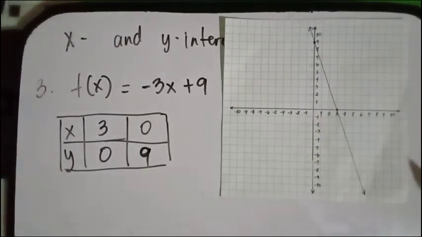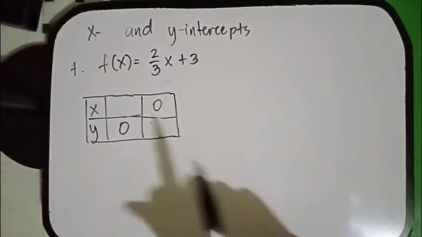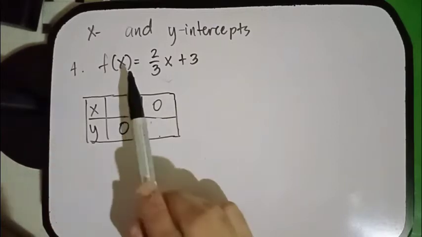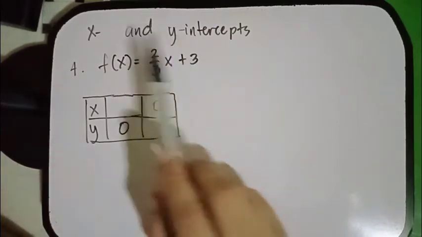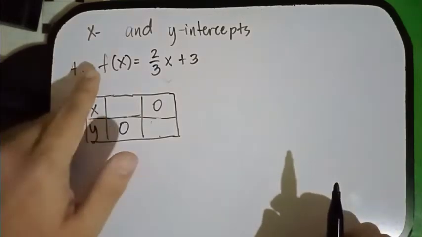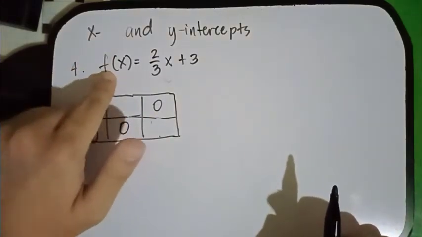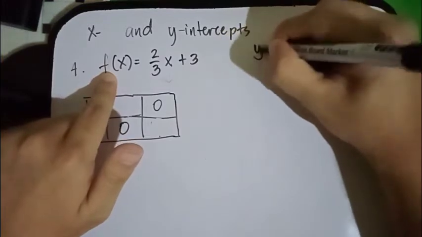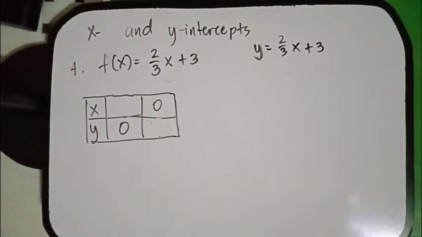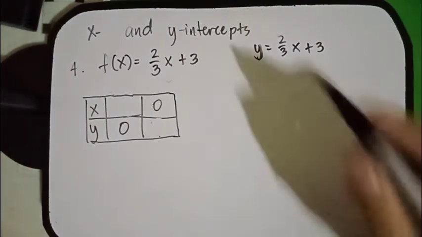Okay, another one. Number 4, we have f of x equals 2 over 3x plus 3. So, i-graph natin itong function na ito by using x and y intercepts. Okay? So, palitan muna natin yung f of x ng y. So, y equals 2 over 3x plus 3. Okay, so, hahanapin natin yung x-intercept muna. No?